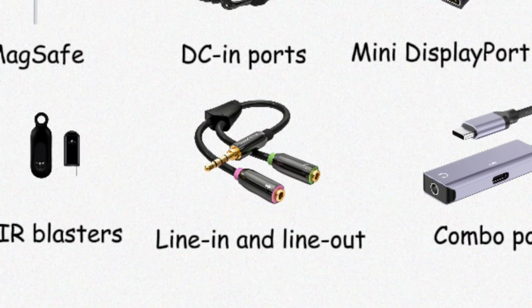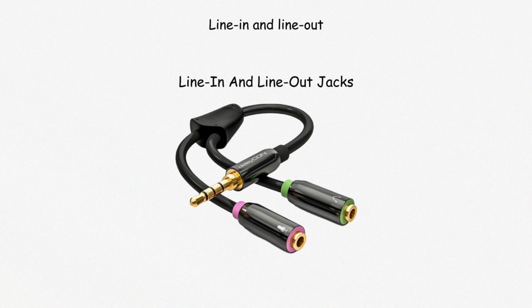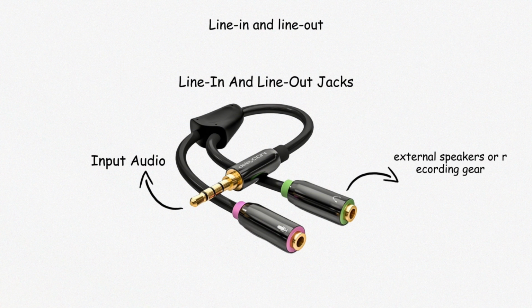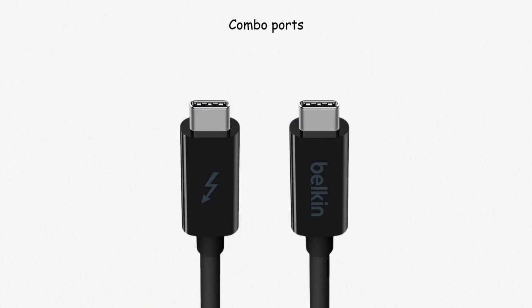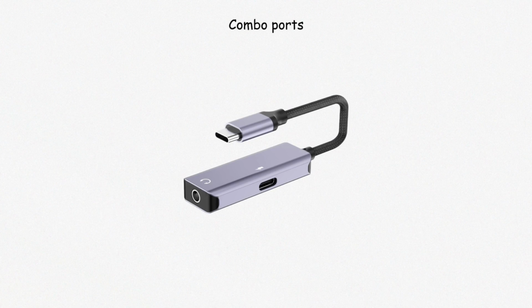Line-in and line-out jacks are separate from standard headphone or mic jacks. Line-in is used to input audio from another device, such as a mixer, amplifier, or media player. Line-out sends audio to external speakers or recording gear. These jacks are common on desktops or professional audio equipment and use the same 3.5mm connectors, but are optimized for higher fidelity signal handling.